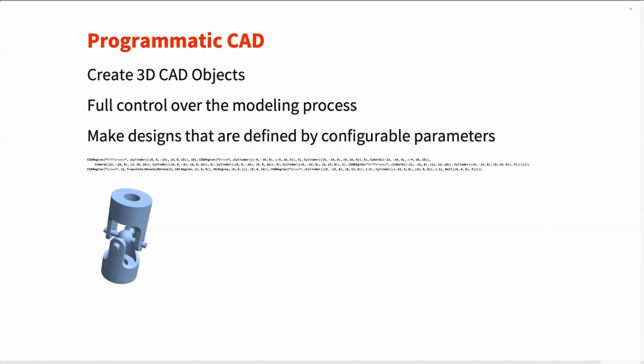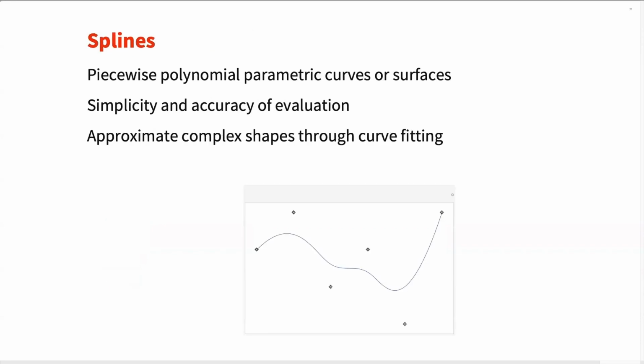We are using Spline to bring the design simplicity of the traditional CAD system to Wolfram geometry. So what's a spline? A spline is a piecewise polynomial curve or surface. Splines are popular because of the simplicity of the construction, the ease and accuracy of evaluation, and the capability to approximate complex shapes through curve fitting and interactive curve design.